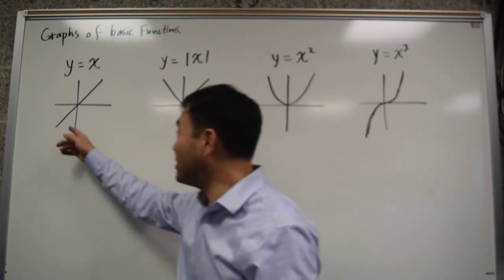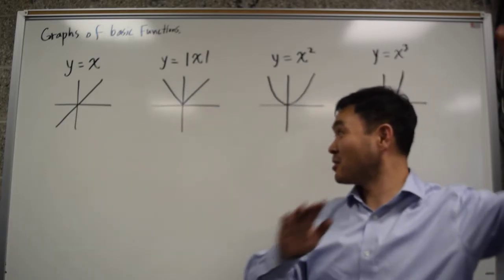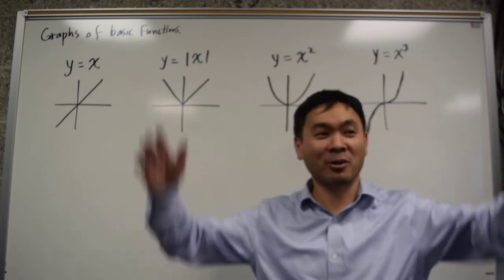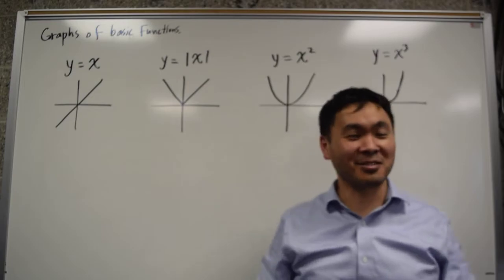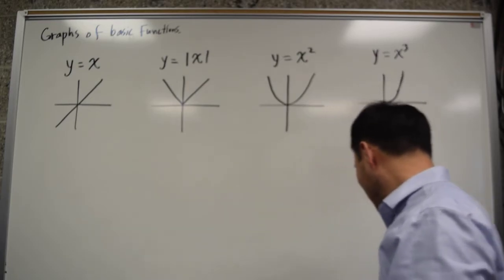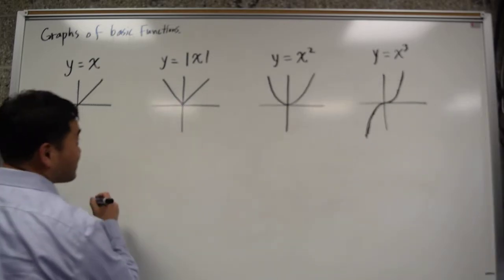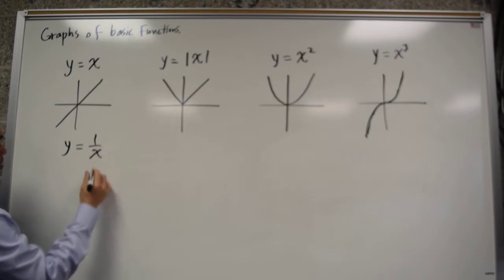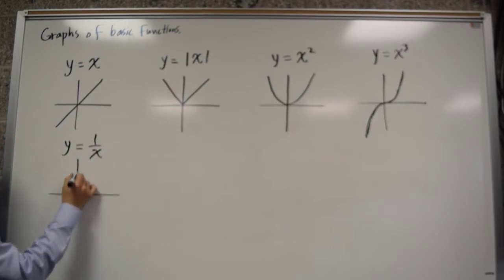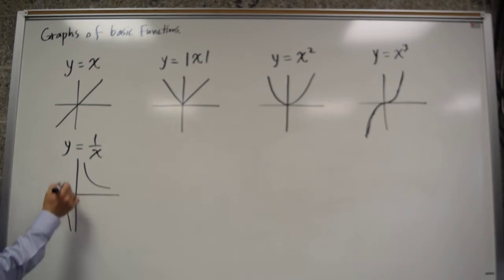Actually, you can make a dance of all these graphs, like y equals x, y equals absolute value of x, y equals x squared, like that, y equals x cubed. All right. So you have y equals 1 over x. We did that earlier today. Remember that this one has 2 asymptotes.